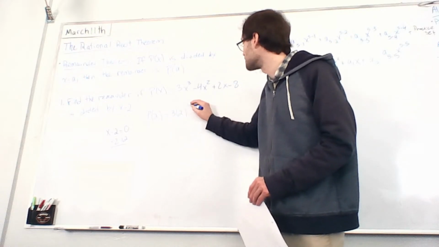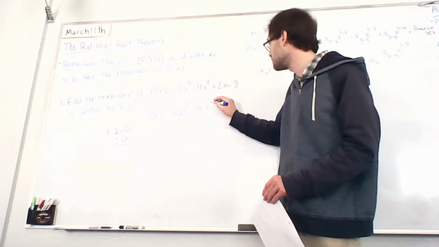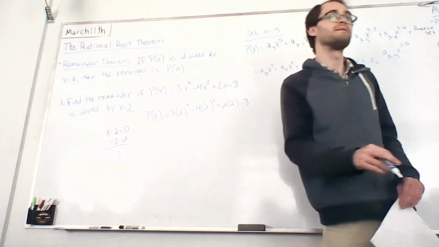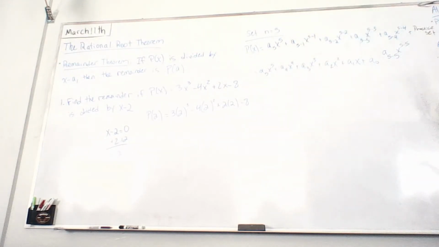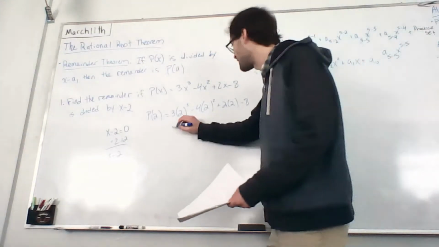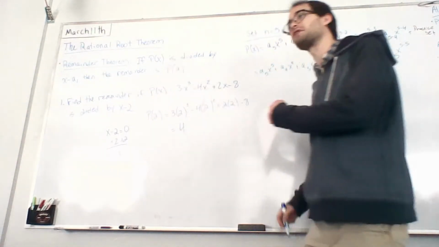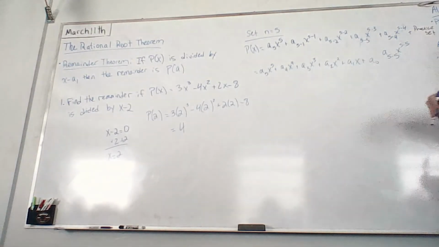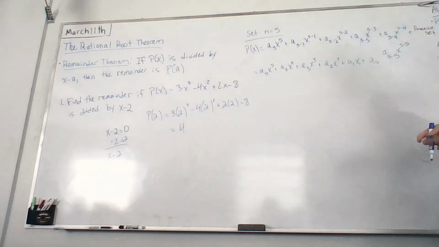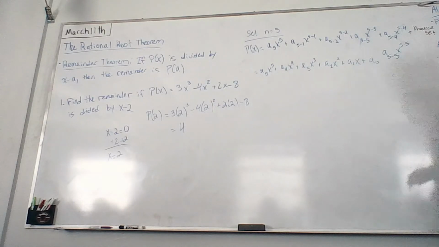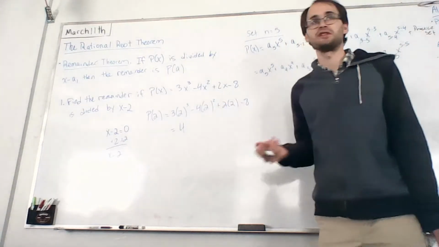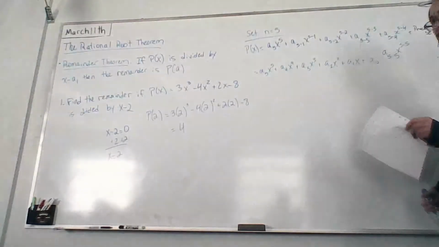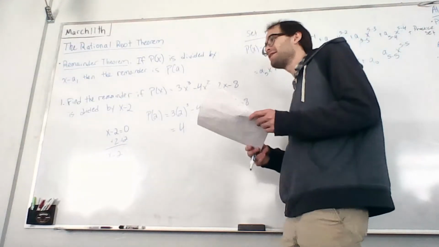3 times 2 to the third minus 4 times 2 squared plus 2 times 2 minus 8. And that's boring baby math, so we'll skip all that. And if you put it in a calculator, you'll get 4. So the remainder is 4 if you were to do that division. And I think y'all can agree doing this calculation is a good bit quicker than doing a long division or something like that.